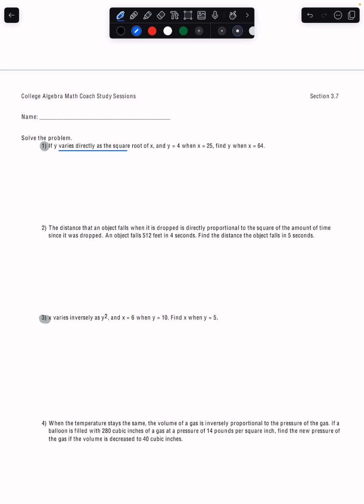Your professor or teacher should have given you notes that look like this. When it says direct, we have y equals kx. When it says joint, we have y equals kxz. And when you have inverse, you have k over x. So since ours is directly in the square root, for the first step we're going to have y equals k square root of x.